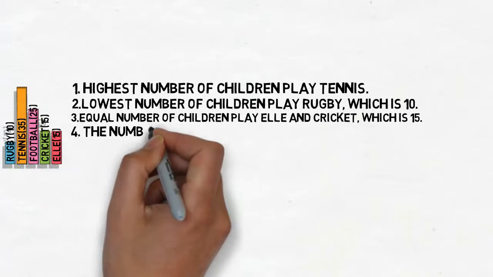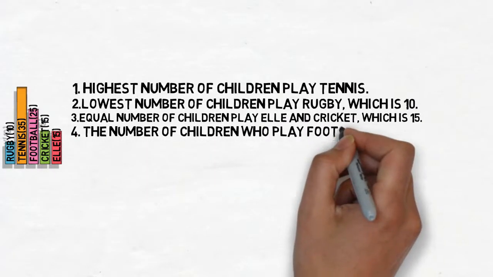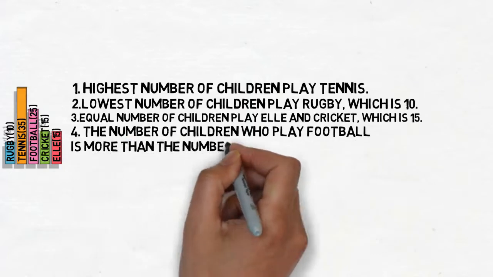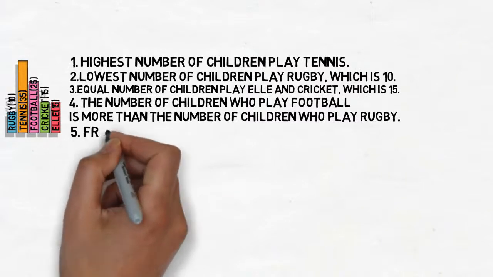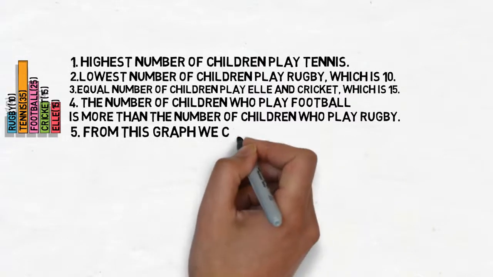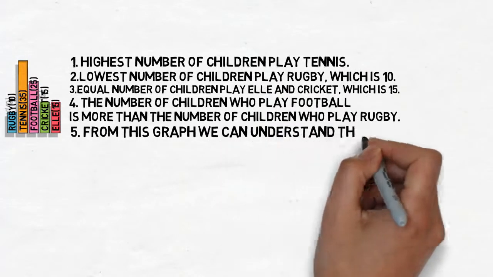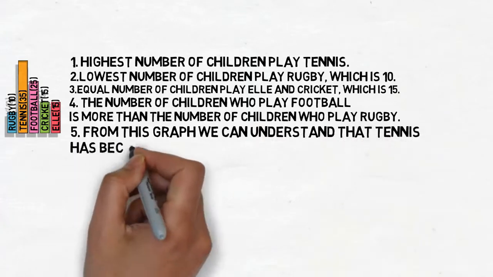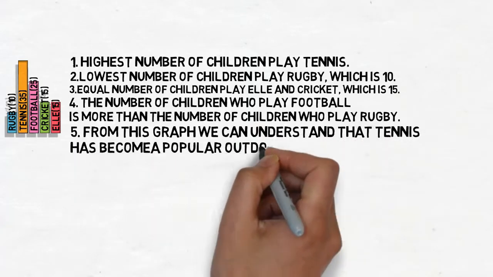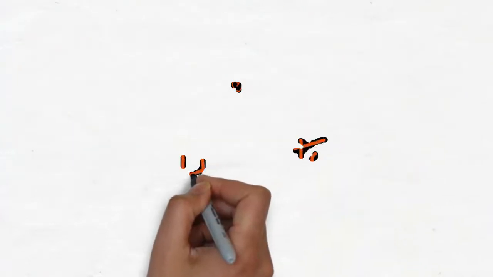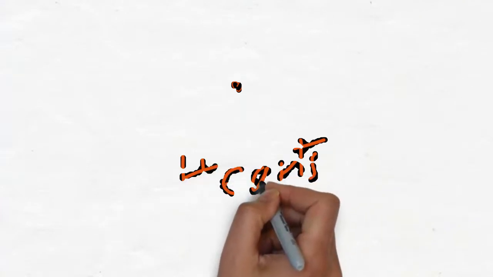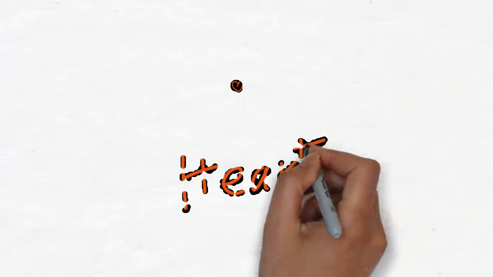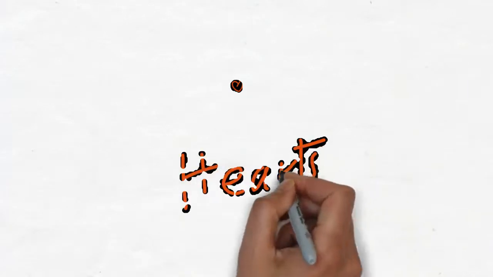Number 4, you can say the number of students who play football is more than the number of students who play rugby. And finally, remember, what you can understand from the graph, you have to write that. From this graph, we can understand that tennis has become a popular outdoor game. Good. And I would like to encourage you children to convert that into a paragraph. By converting into a paragraph, you might be able to score marks and also do well in an examination.